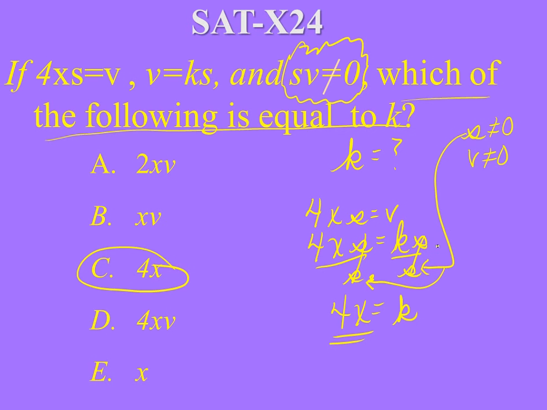So that's just an extra bit of information that's really a formality in the question. It really doesn't play into solving for k, but it's nice to know that anyway. So final answer, C, 4x, and we're done with SAT example 24.